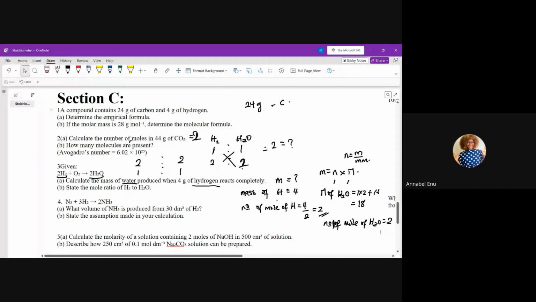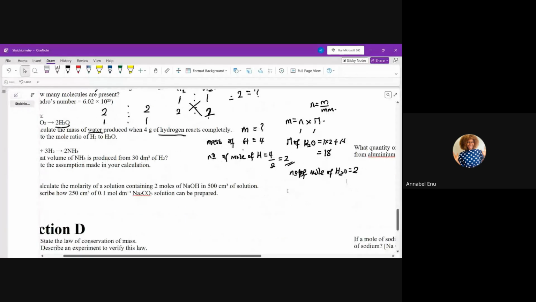So now for us to get our mass of water, we'll go back to our equation here. Mass is equal to number of moles, which we have discovered to be 2, times molar mass, which we have discovered to be 18. So 18 times 2.